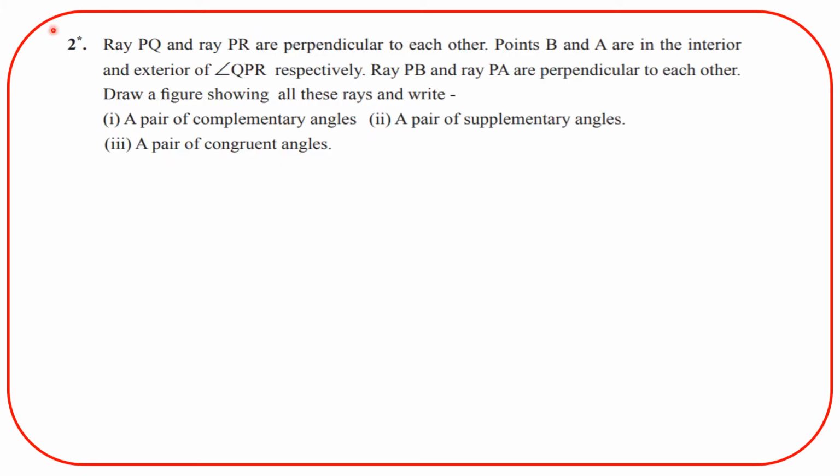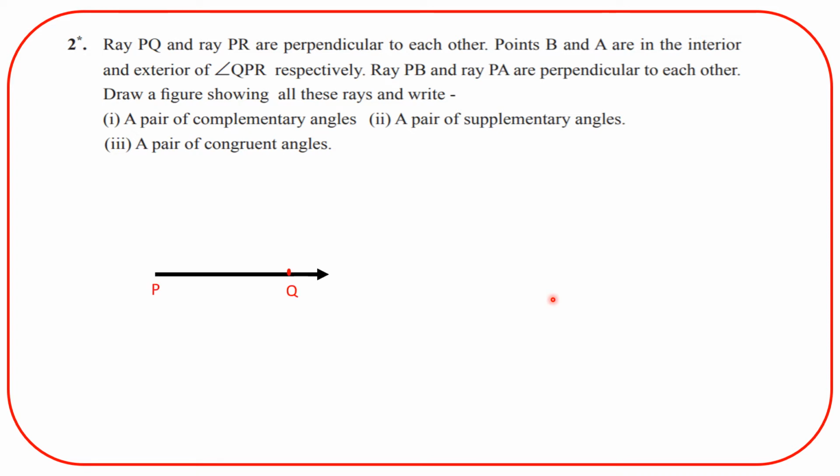In the second question, ray PQ and ray PR are perpendicular to each other. Points B and A are the interior and the exterior of angle QPR respectively. Ray PB and ray PA are perpendicular to each other. Draw the figure showing all these rays and write a pair of complementary angles, a pair of supplementary angles, and a pair of congruent angles.